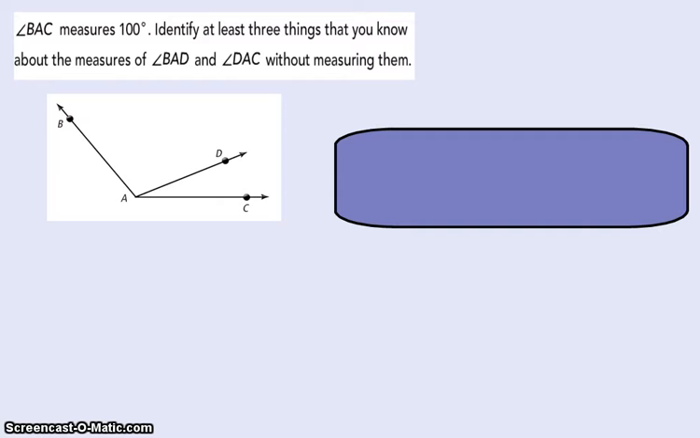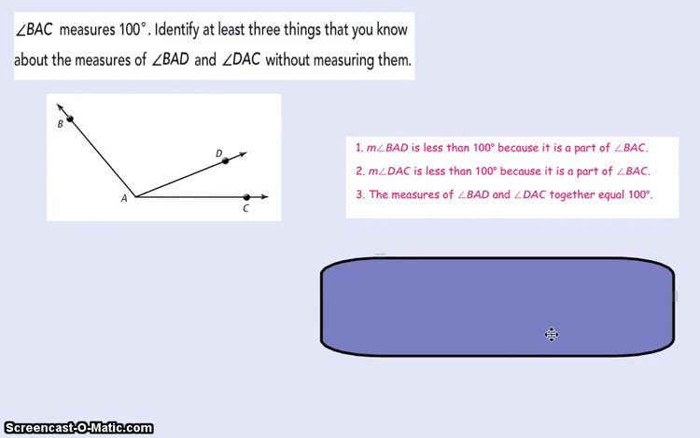Angle BAC measures 100 degrees. Identify at least 3 things that you know about the measures of angles BAD and angle DAC without measuring them. Hopefully in looking at them, you'll be able to tell me that the measure of angle BAD is less than 100 degrees because it's part of angle BAC, and the same thing for angle DAC. It's also less than 100 degrees because it also is part of angle BAC. And then hopefully you figured out that when you add those 2 angles together, they equal 100 degrees.